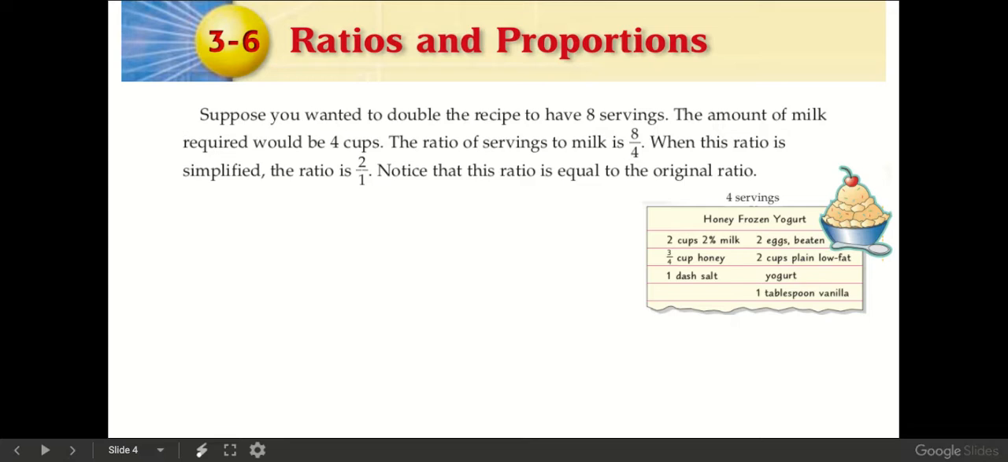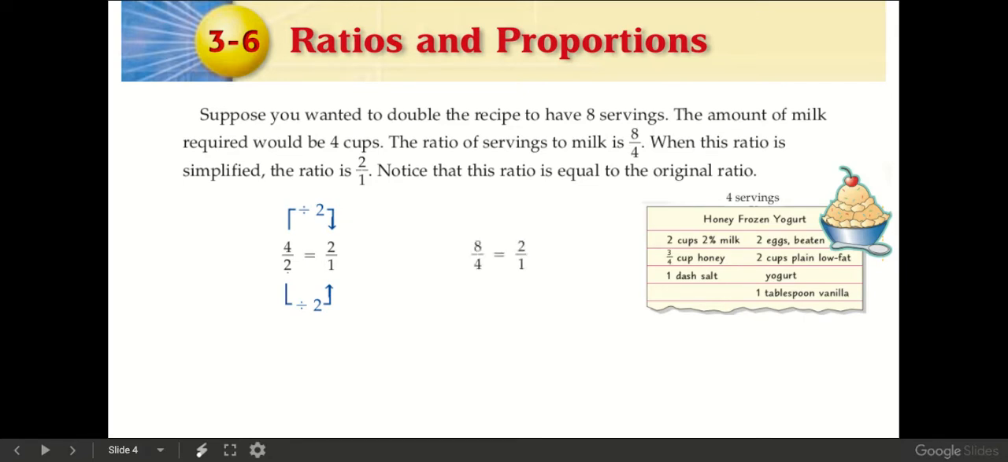Notice the ratio is equal to the original ratio. So the ratio is always the same. It just can fluctuate depending on how many servings we need to make. Again, 4 over 2 equals 2 over 1. Just reviewing simplification, both 4 and 2 are divisible by 2, and when I do that, I get 2 over 1.